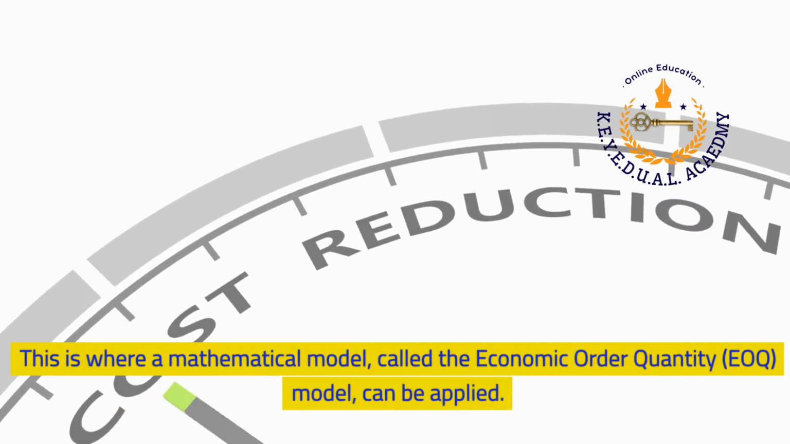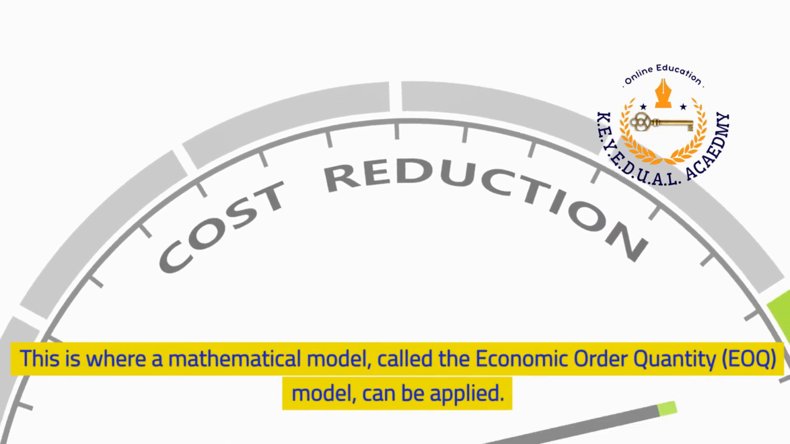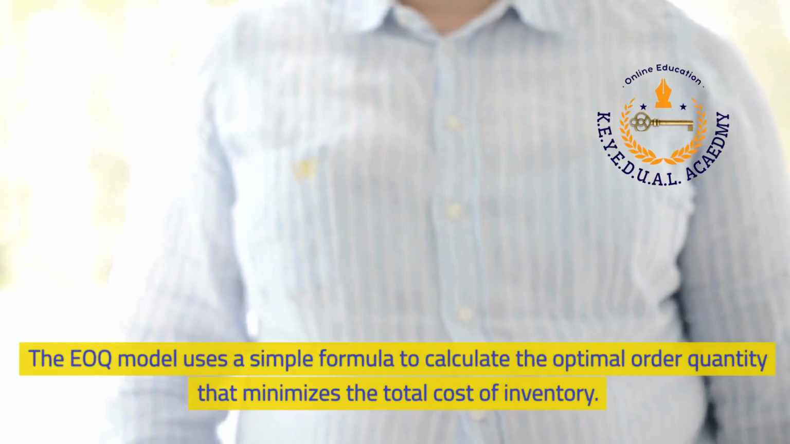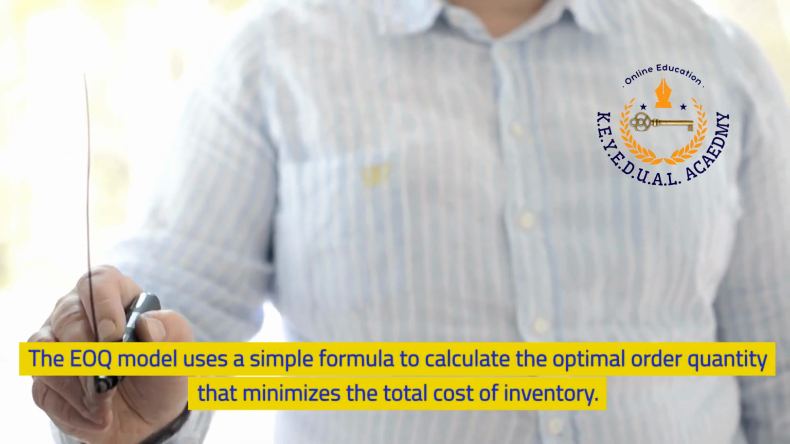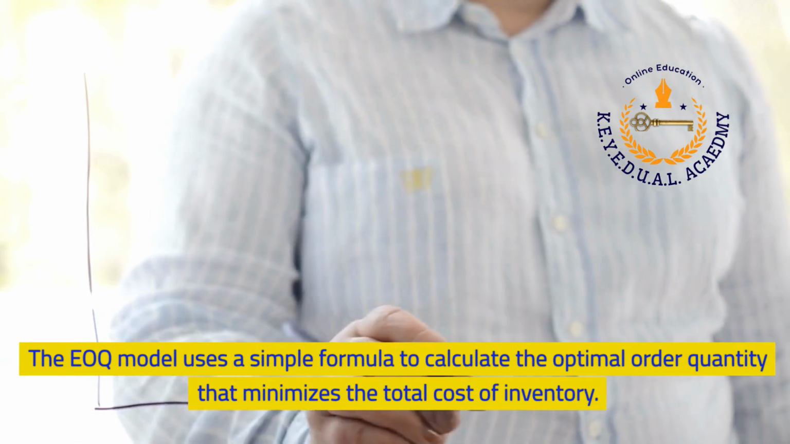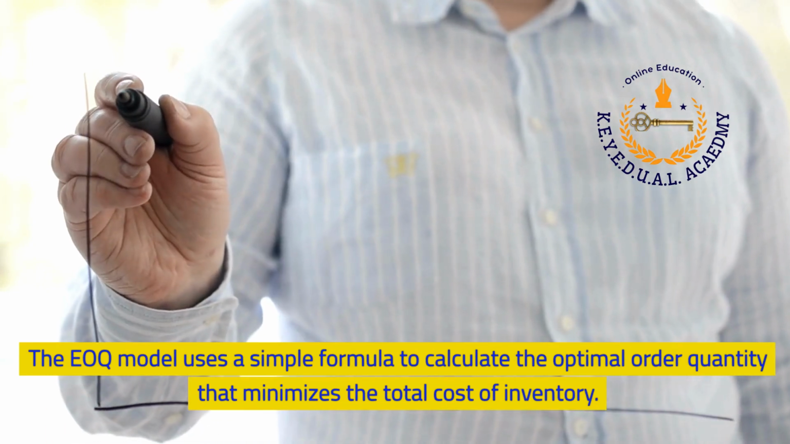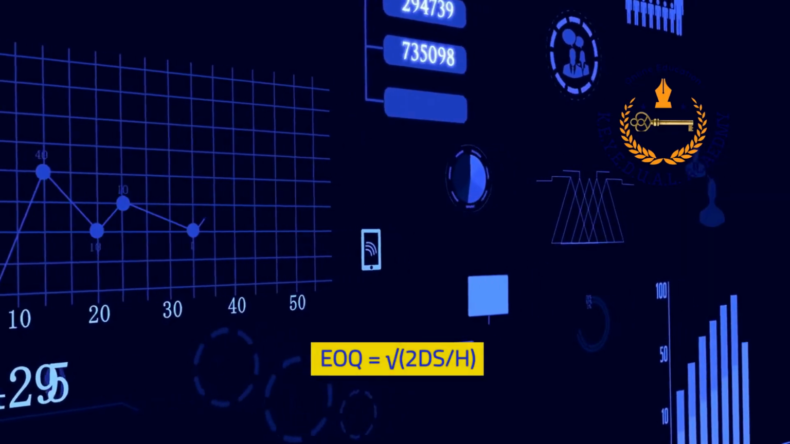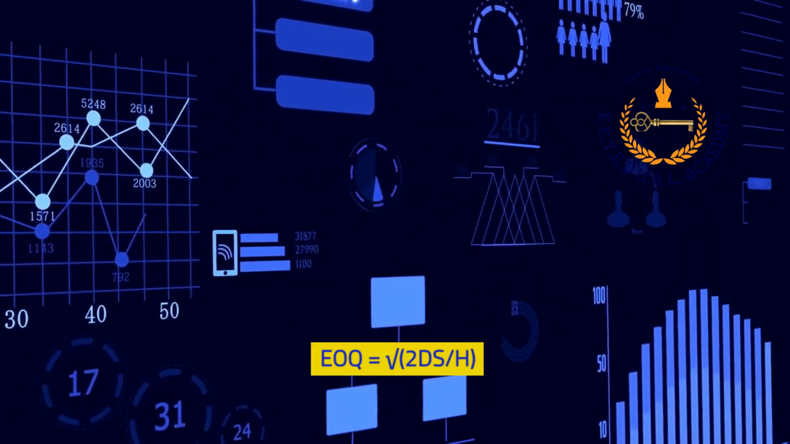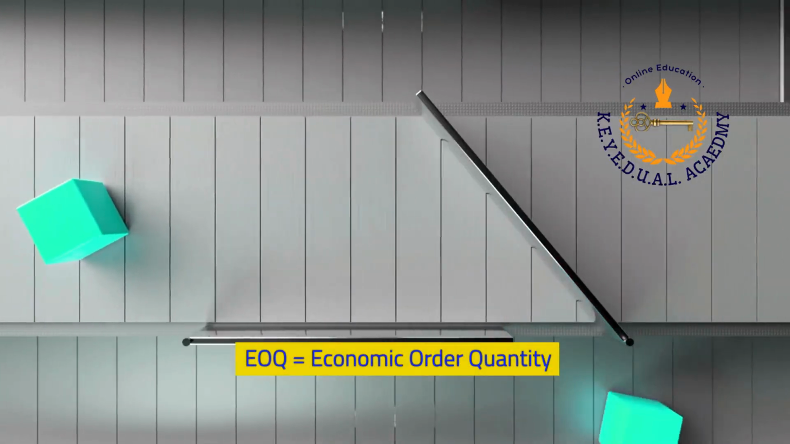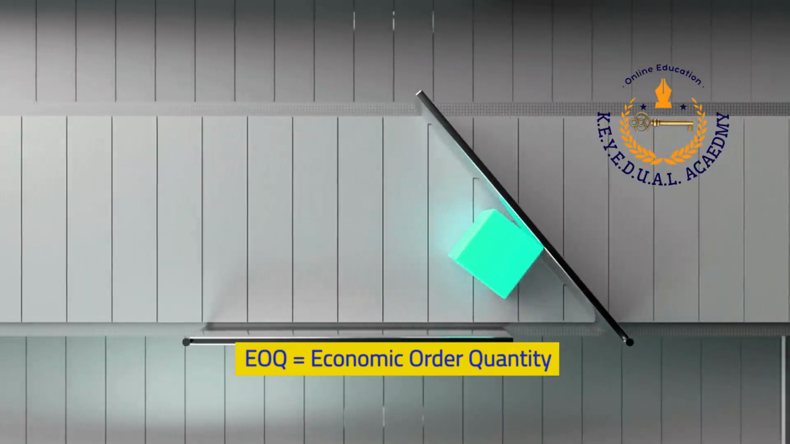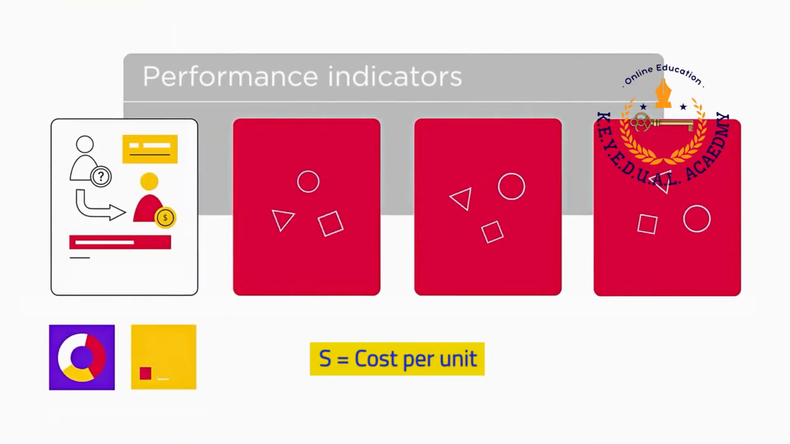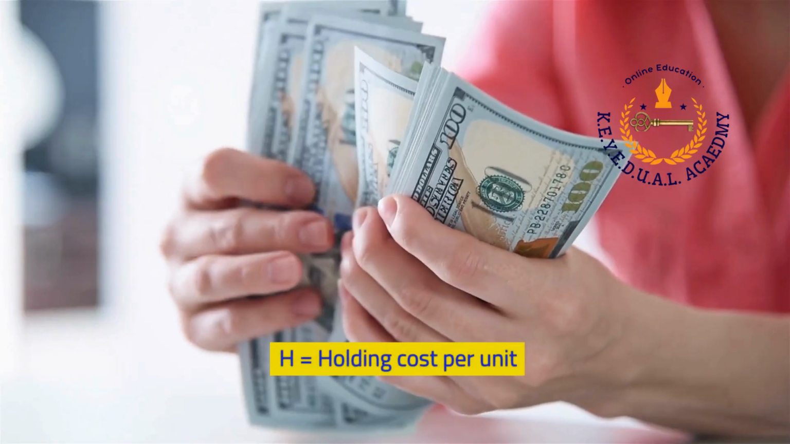This is where a mathematical model, called the economic order quantity (EOQ) model, can be applied. The EOQ model uses a simple formula to calculate the optimal order quantity that minimizes the total cost of inventory. The formula is EOQ equals square root of 2DS over H, where EOQ equals economic order quantity, D equals annual demand, S equals cost per unit, H equals holding cost per unit.